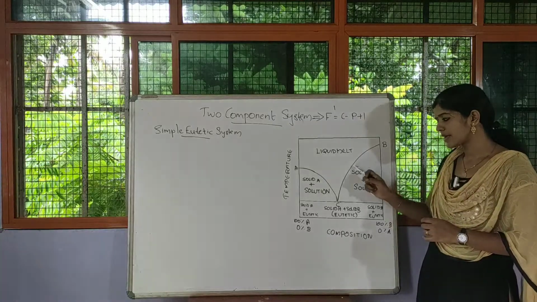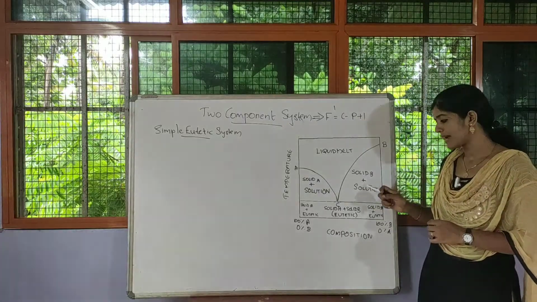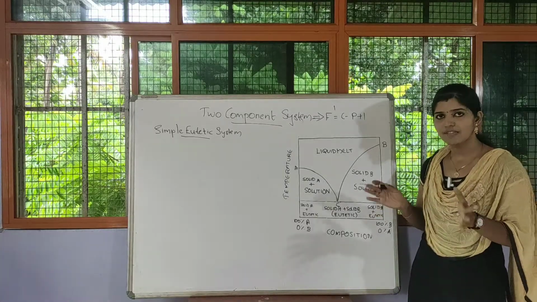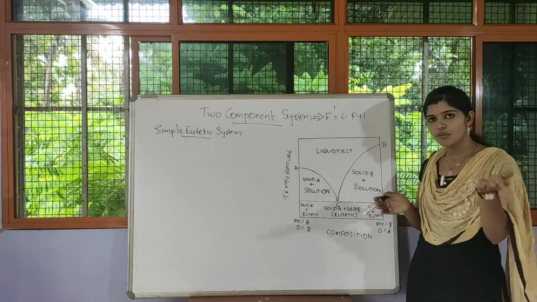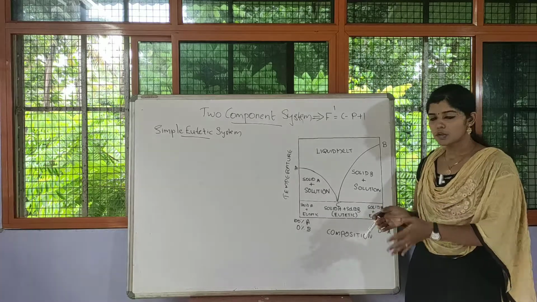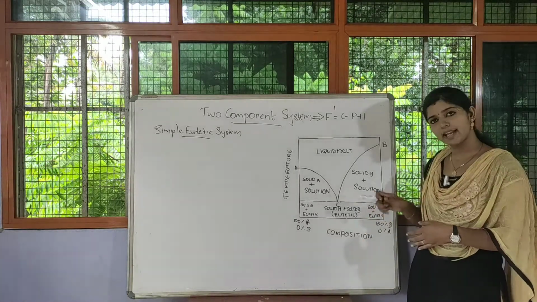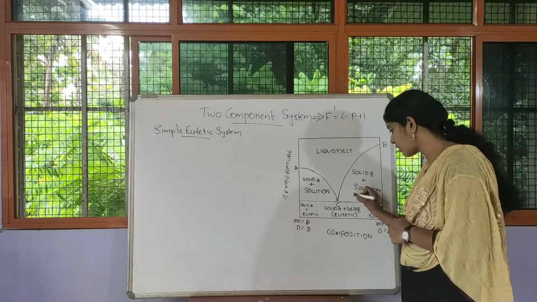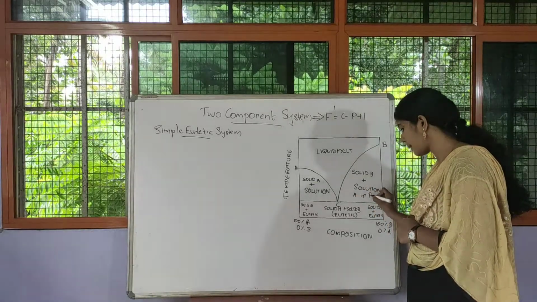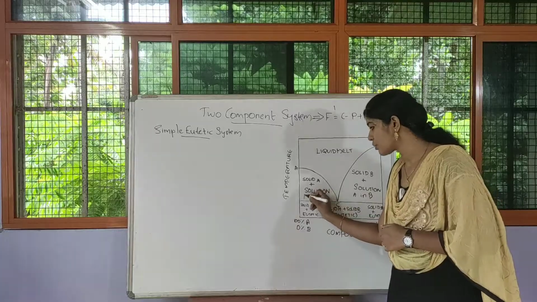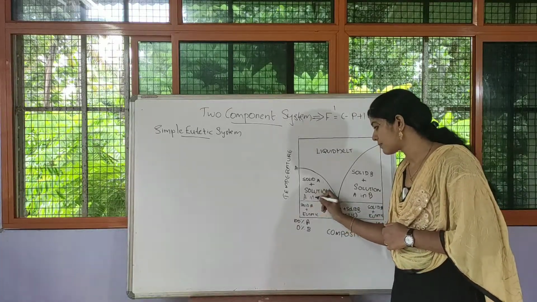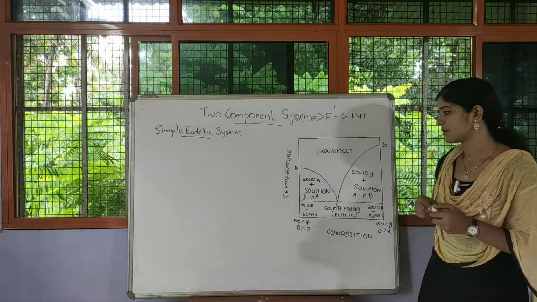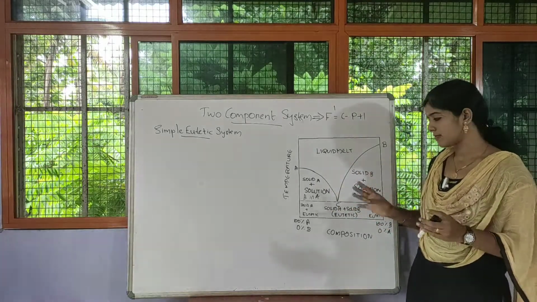Now, this region will have solid B plus solution of A in B. Initially we were having B in the system. So, we are adding A to the system. So, we will have a solution of A in B. Don't get confused. This is solution of A in B and here we will have a solution of B in A. Now, this is the liquid melt region, that is fine.